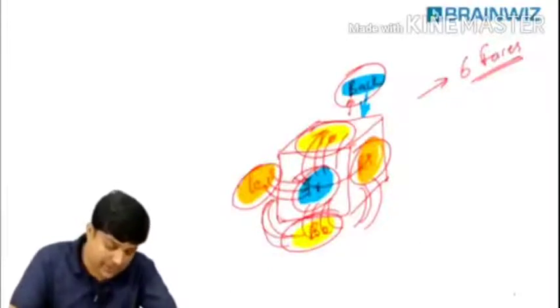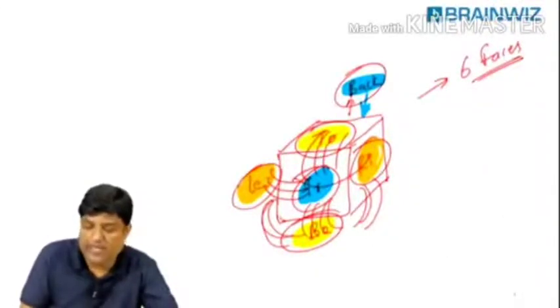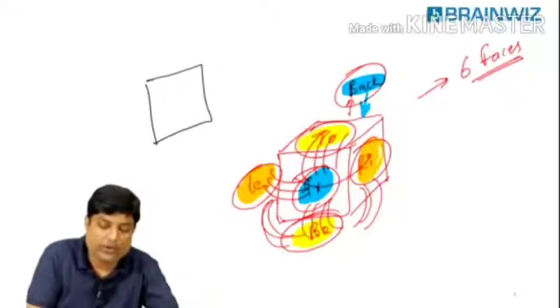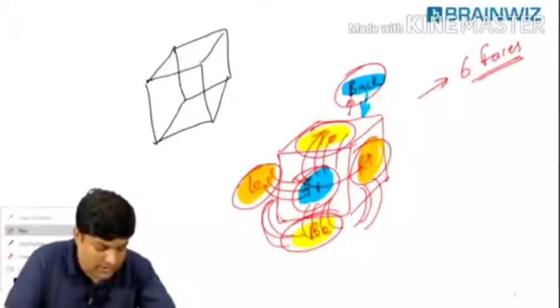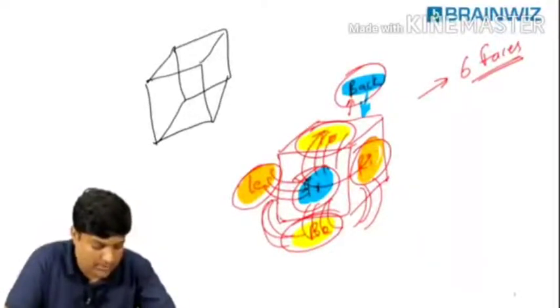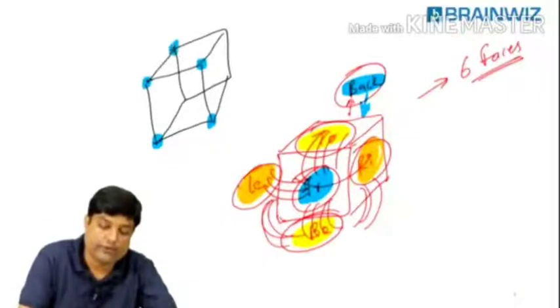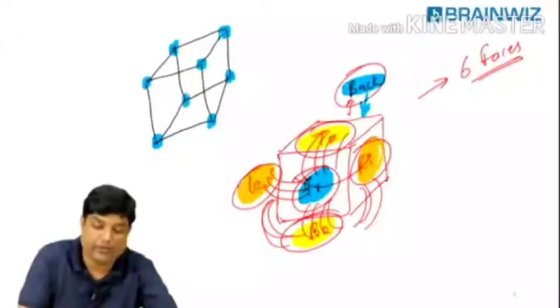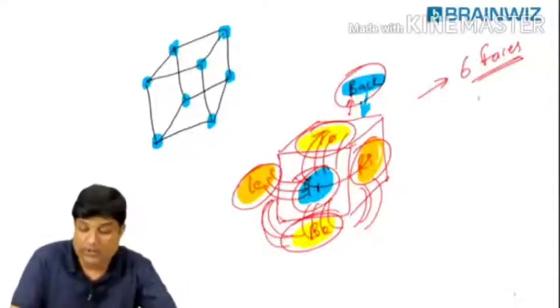But students, let me tell you one more thing here. I have one cube. I would like to ask you, how many corners are there in this cube? Any idea? 8 corners. This is the first corner, second corner, third, fourth, fifth, sixth, seventh, 8th. So we should understand that there are 8 corners.